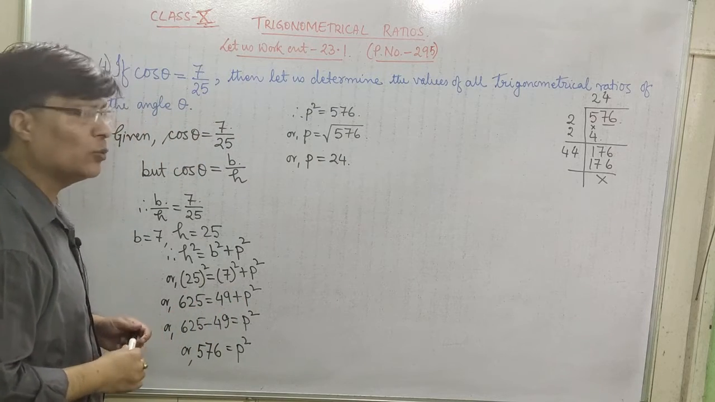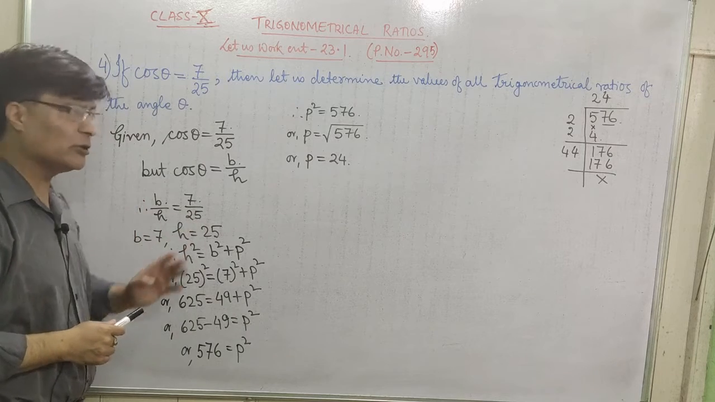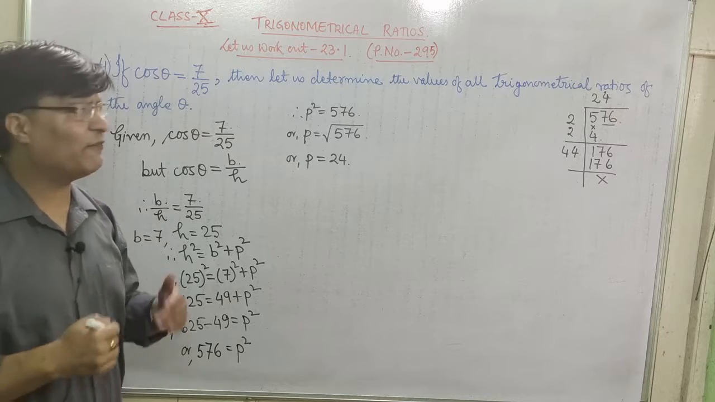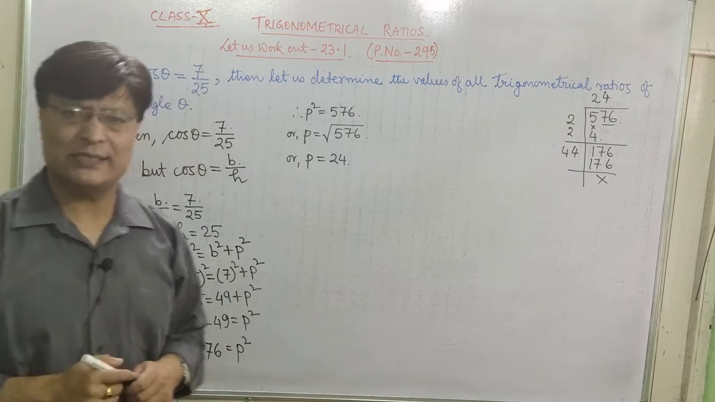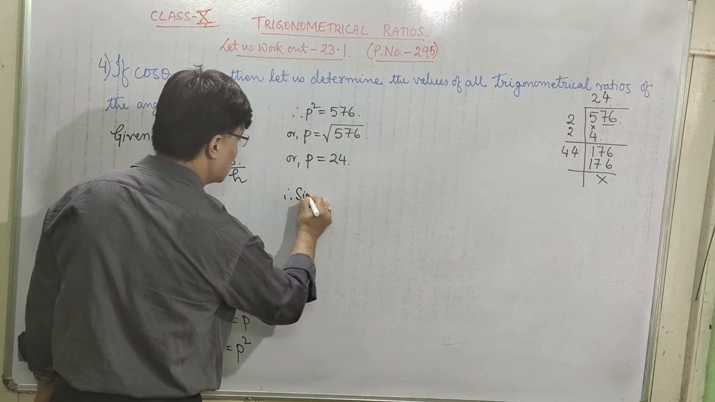So since we know p is equal to 24, b is equal to 7 and h is equal to 25, you can find out all the trigonometrical ratios now. You can find out sine theta, tan theta, cot theta, cosec theta as well as sec theta. Now first of all, let us find out sine theta.